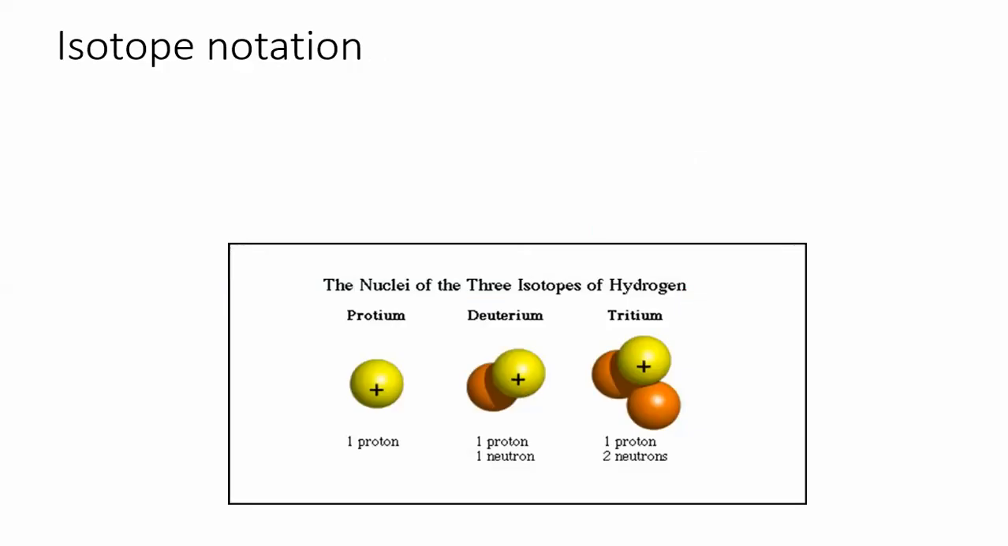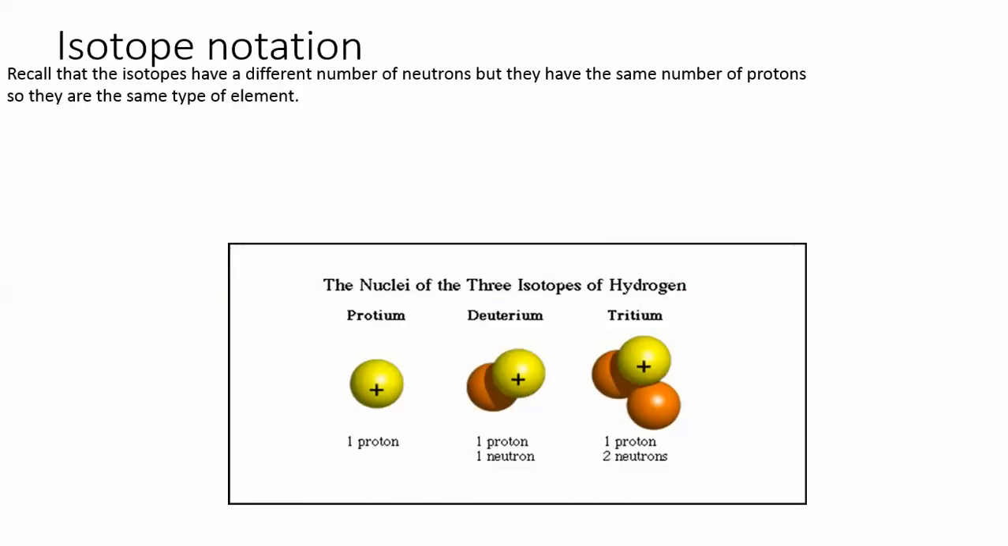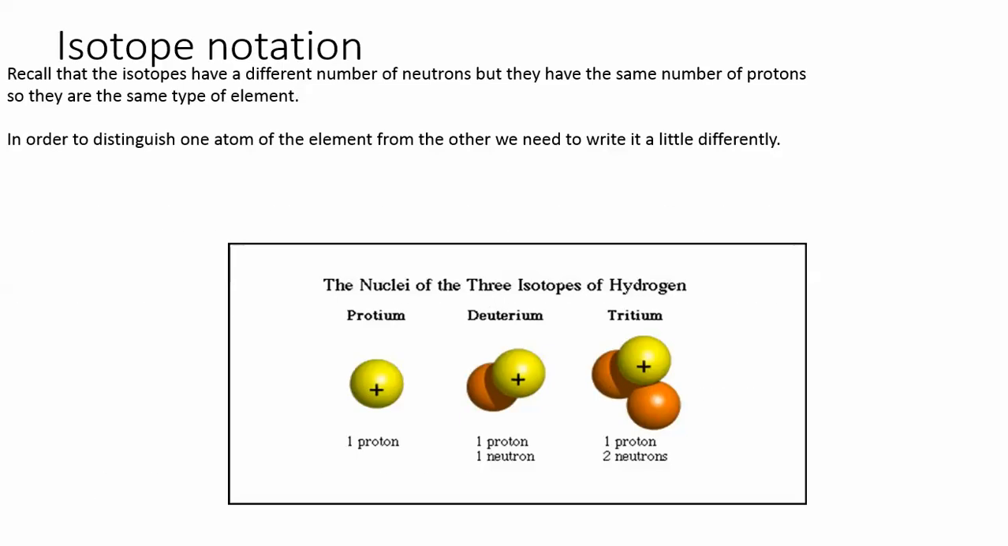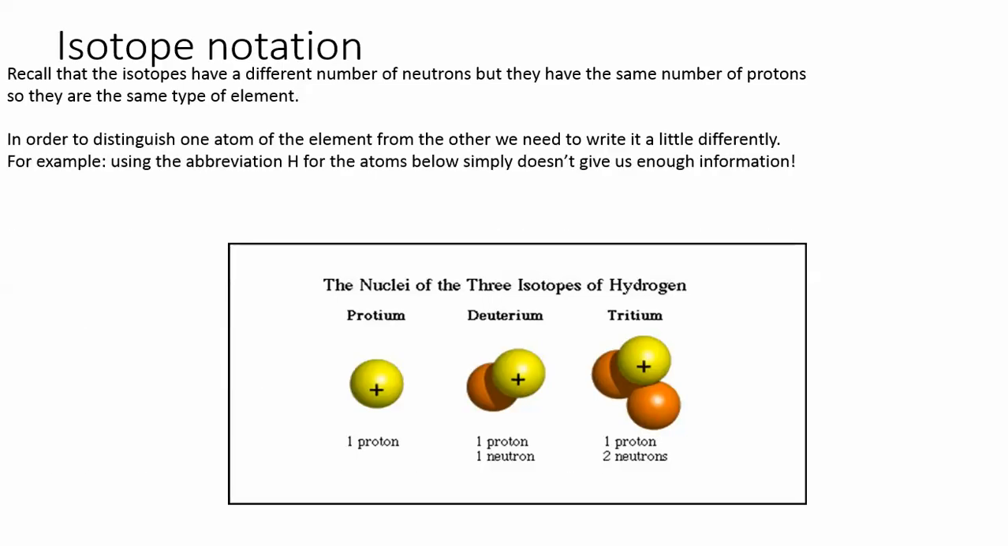All right, isotope notation. Recall that isotopes have a different number of neutrons, but the same number of protons, so they're the same element. In order to distinguish one atom of that element from another, we need to write it a little differently. For example, here are 3 isotopes of hydrogen. Using the abbreviation H for each of these really just doesn't give us enough information.